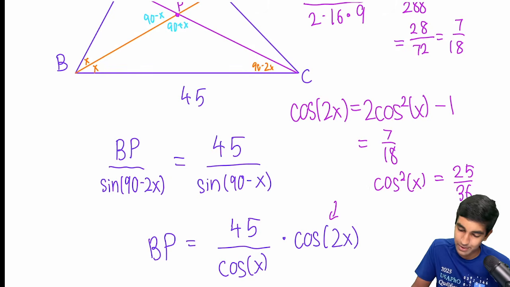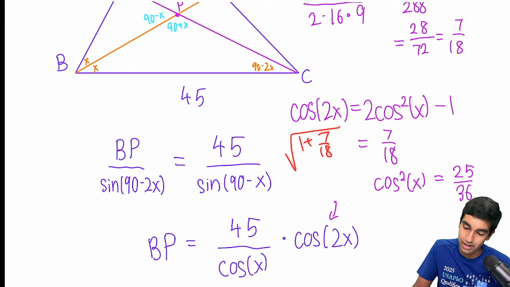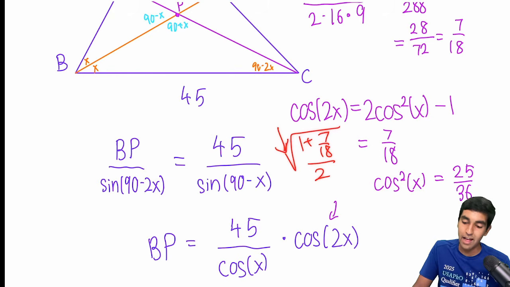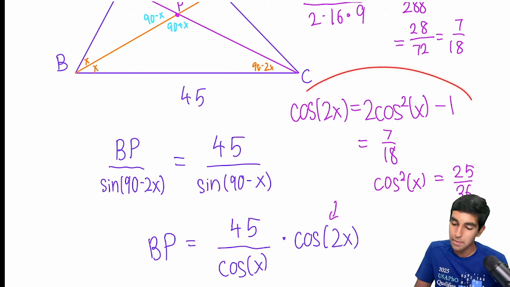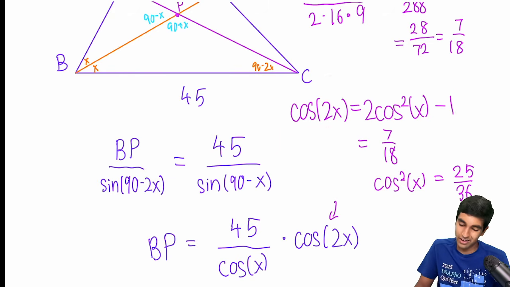Another alternative, we could have just used the half angle formula, actually. That might have been easier now on second thought. 1 plus 7 over 18, all over 2. That gives you cosine of x itself. That's a little bit faster, but this is a little bit more intuitive, I would say, right?